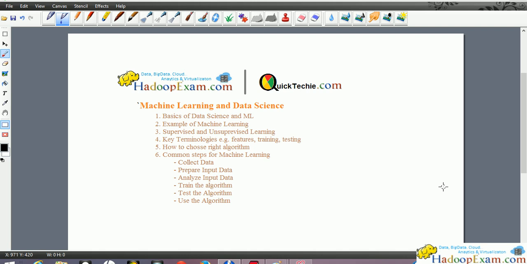In this session, we are going to discuss machine learning and data science. That would be the introductory session where we will cover the basics of data science and machine learning, some examples of machine learning, what is the difference between supervised and unsupervised learning, key terminologies which are used in machine learning and data science, that is features, training and testing, how to choose the right algorithm, and common steps for machine learning and data science, like collecting the data, preparing input data. We'll go through all these steps. So let me start the session with this.